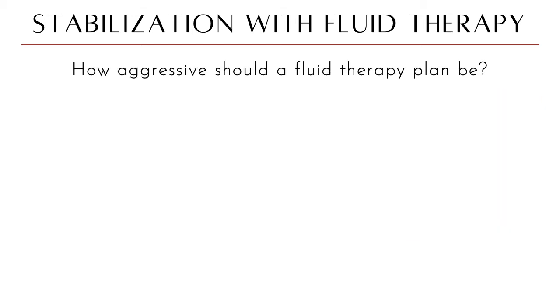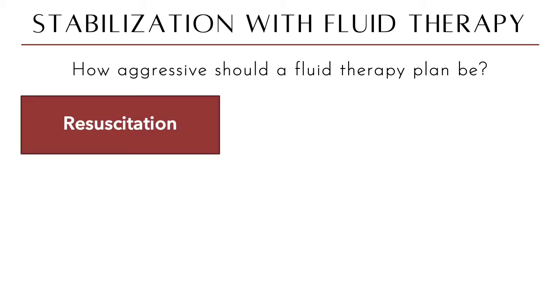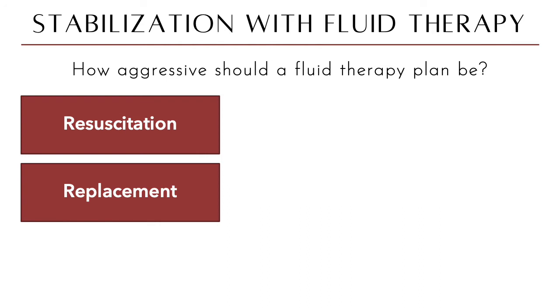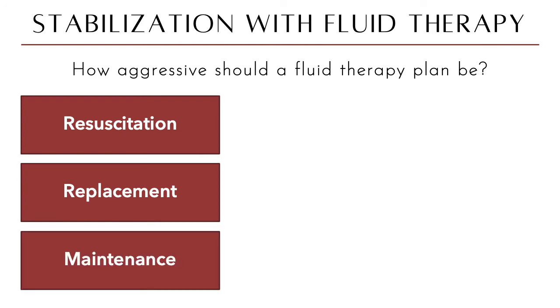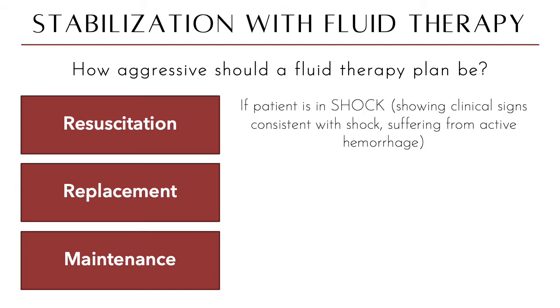The question is always, how aggressive should my fluid therapy plan be? And fluid therapy is done in three approaches, and it all depends on how bad your patient is, right? How badly it needs stabilization with fluids. So there are three main approaches. Number one would be resuscitation. Two is replacement. Three is maintenance, right? The resuscitation approach is applied for patients in shock, okay? Hypovolemic shock specifically. You're showing signs of hypovolemic shock, or you can see that they are suffering from active hemorrhage, right? These patients need aggressive fluid therapy and they need the resuscitation approach, right?